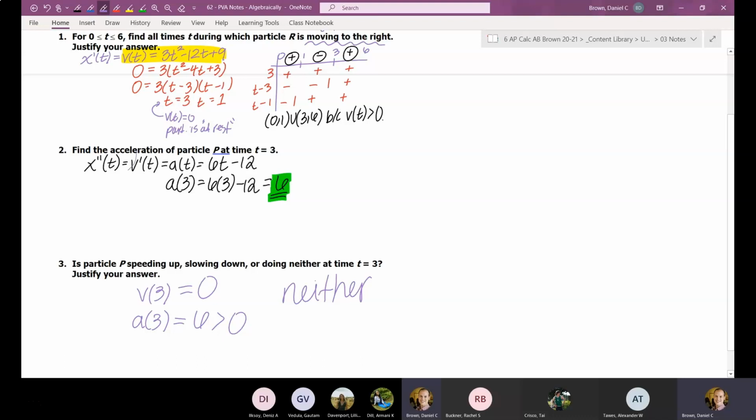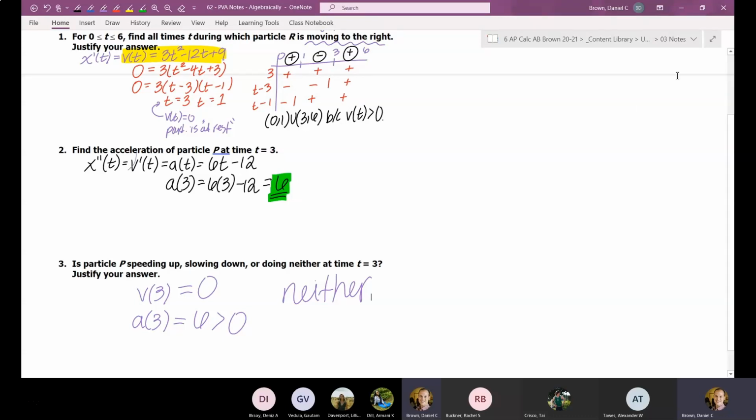If those had both been positive, we would have said speeding up. If both of those had been negative, it would be slowing down. But this is a weird case: when the velocity is 0, it is changing, but we can't really discuss definitely what's happening. If they're both negative, isn't it speeding up as well? Yes, I'm actually back. If they're both negative, it would still be speeding up.